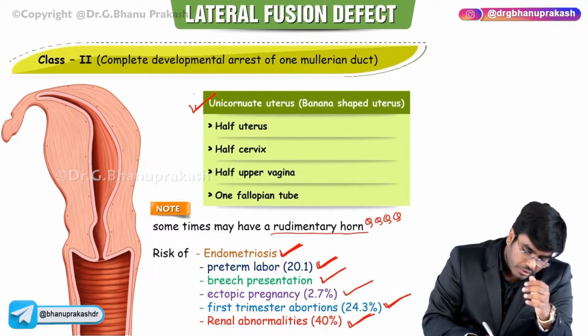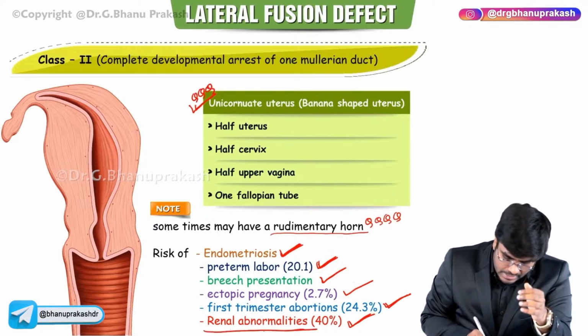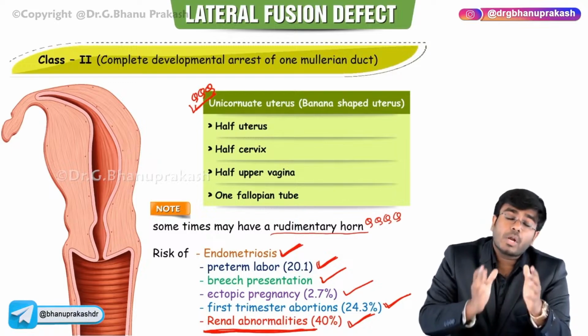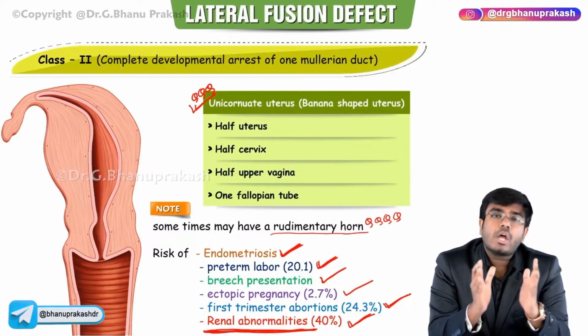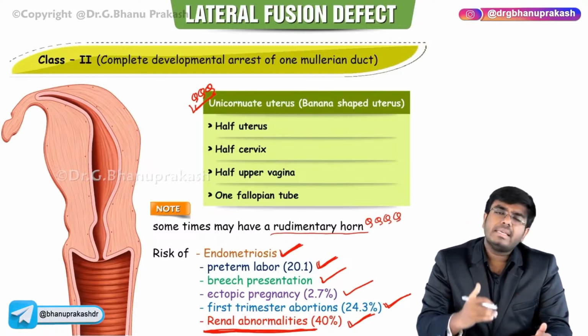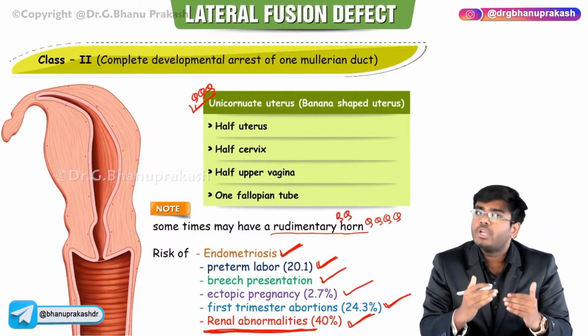It's the unicornuate uterus. Very much important MCQ. Renal abnormalities or renal agenesis is associated with the unicornuate uterus, but also remember that complete Mullerian agenesis can also present with the renal abnormalities. Okay. After seeing this, let's talk about these rudimentary horns and subtypes of the unicornuate uterus.